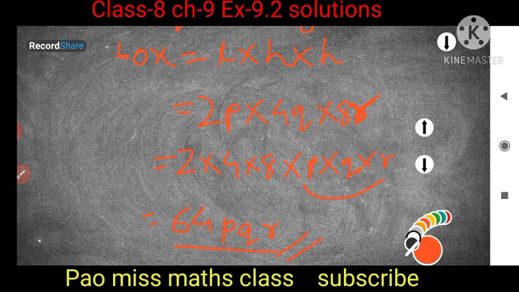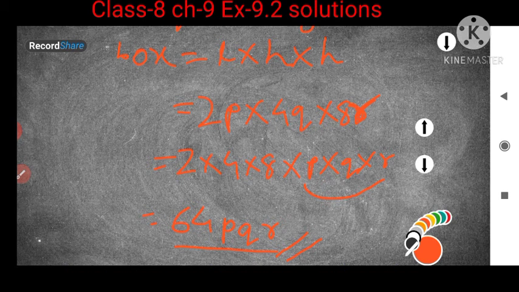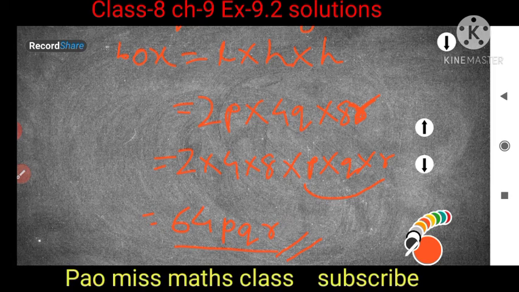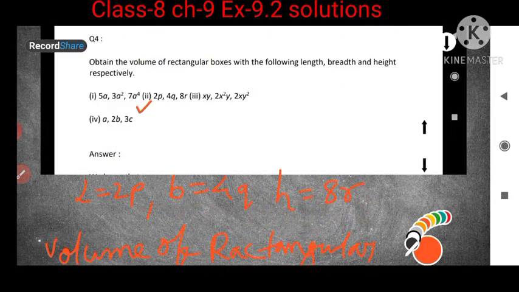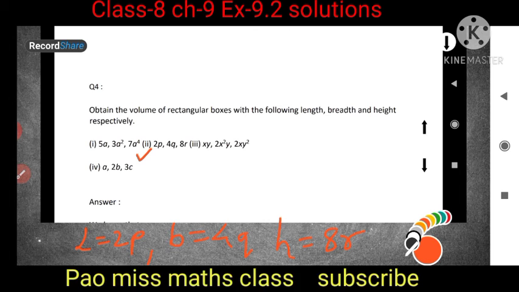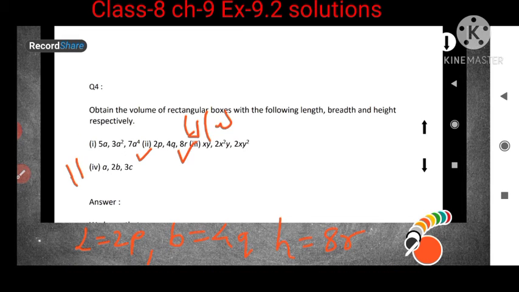So what is the answer of question number 2? The answer is 64pqr. Now for the remaining questions, 3 and 4, I will keep as homework. Okay, question number 3 and question number 4 are homework.